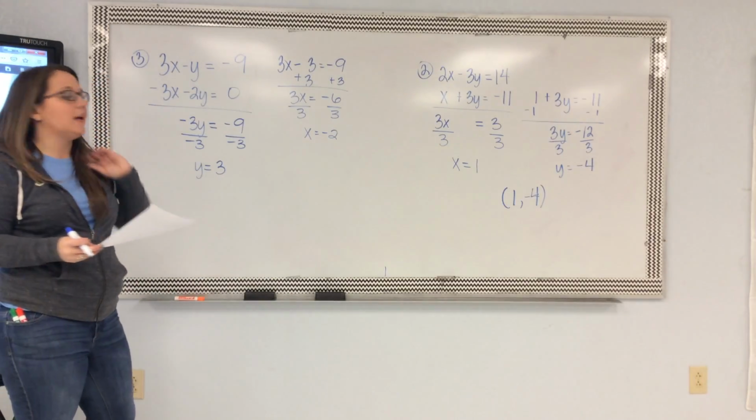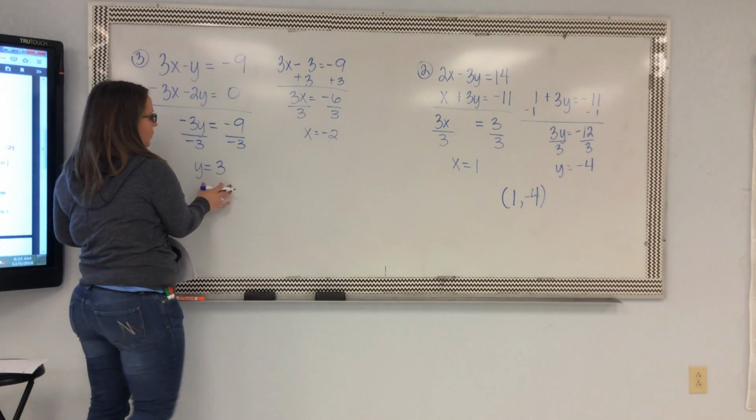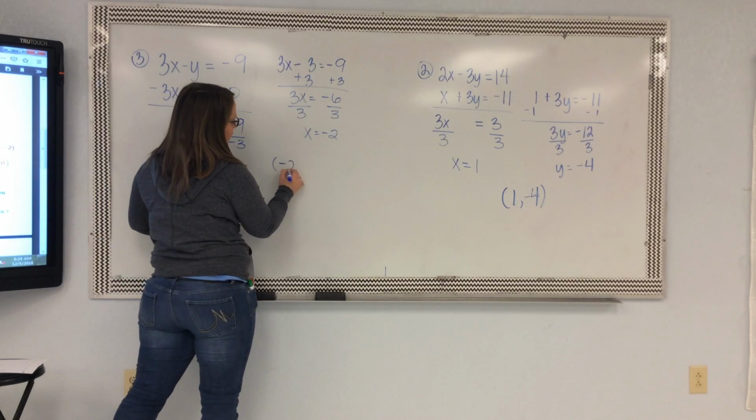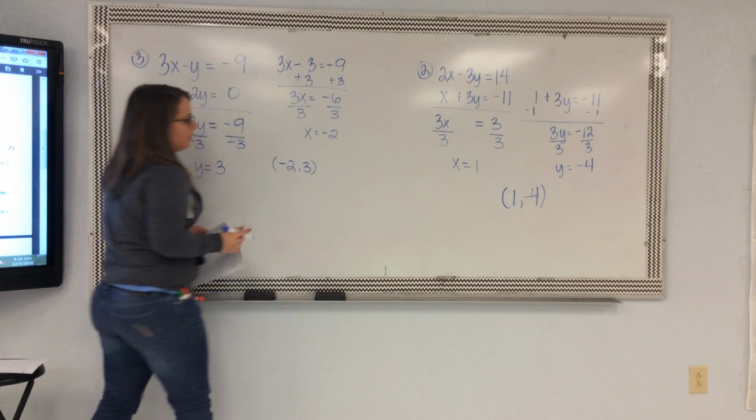So when I combine those two together for my ordered pair, x is negative 2, y is 3. So my answer is negative 2, 3.